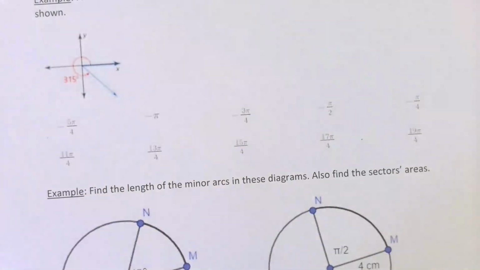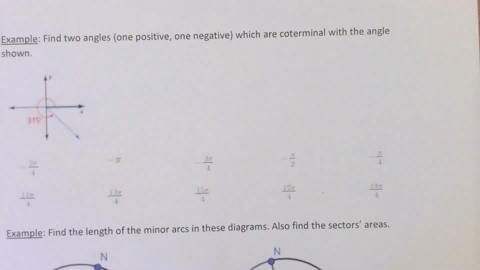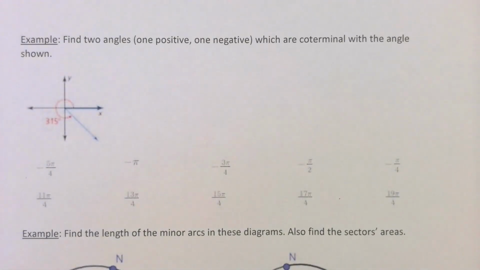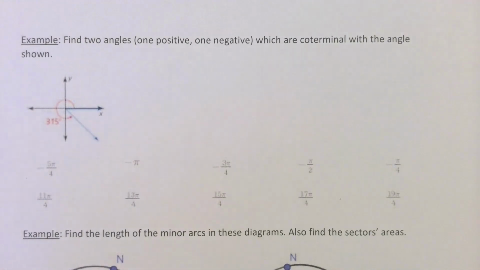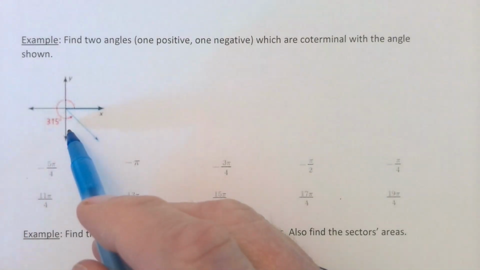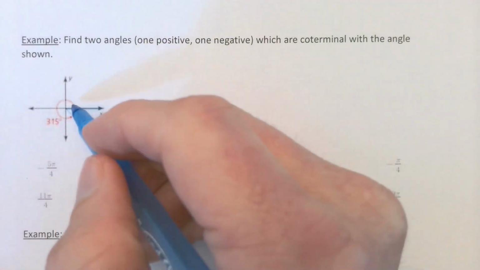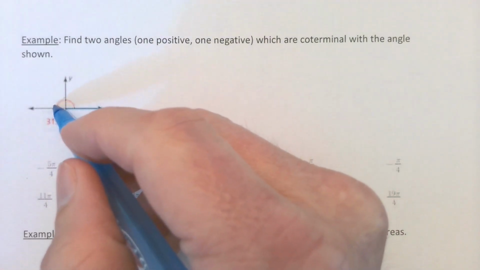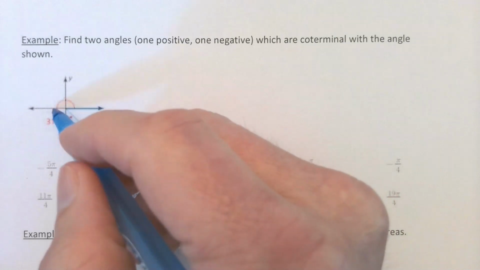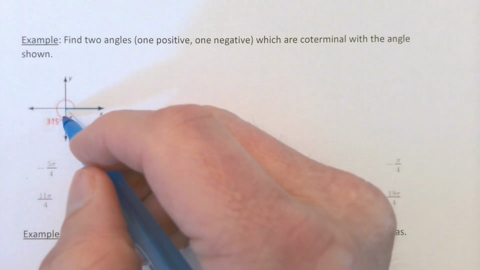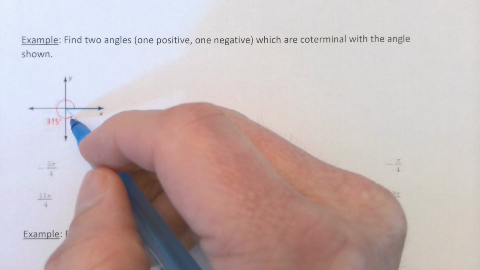All right. Just a couple more here. Find two angles, one positive, one negative, which are coterminal with the angle shown. Oh my gosh, all the answers though are in radians. So the first thing you might want to do would be to convert this to radians. Okay, 315 degrees is 90, 180, 270. So 90 and 90 and 90 is 270 plus 45 more.